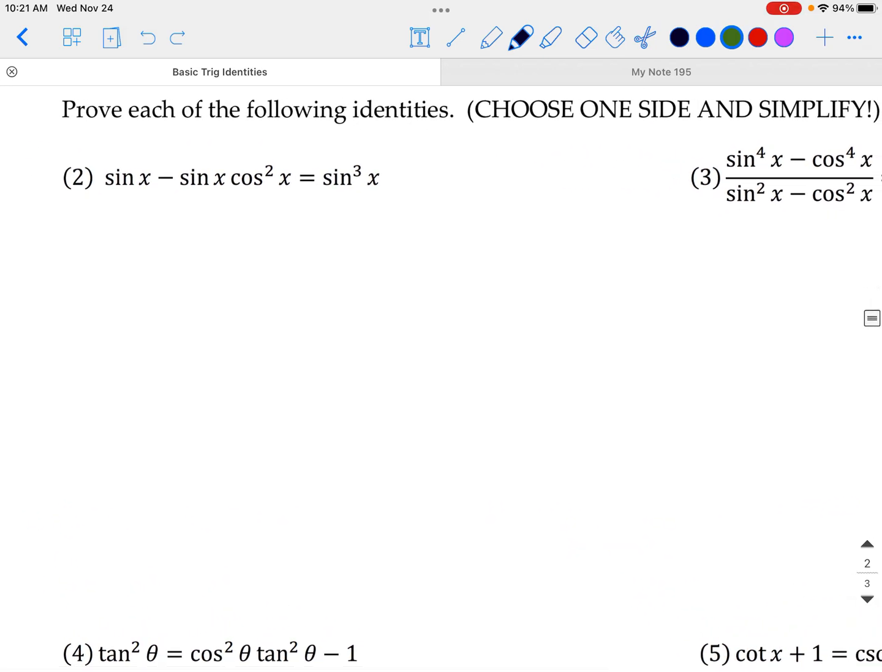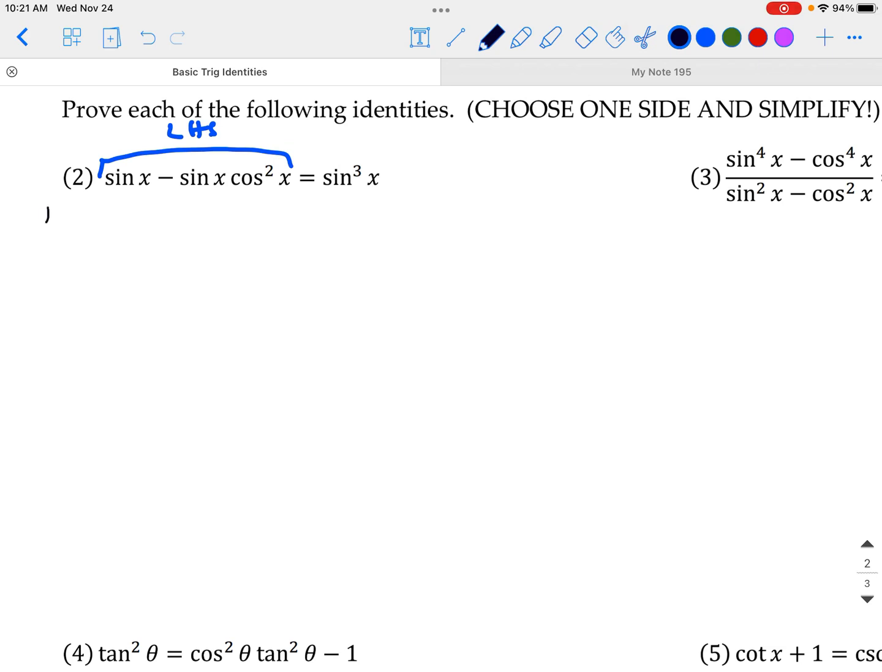So for number 2, we've got sine x minus sine x cosine squared x equals sine cubed x. So again, from last time, you can pick either side, but here it definitely looks like the left-hand side is going to be the more complicated expression where we've got more options to manipulate with algebra. So for this one, there's actually 2 different approaches you could take.